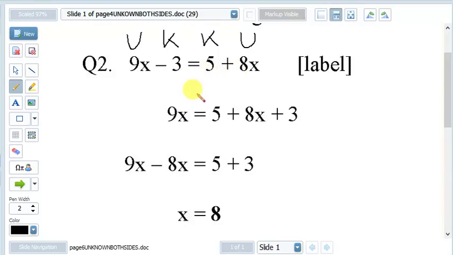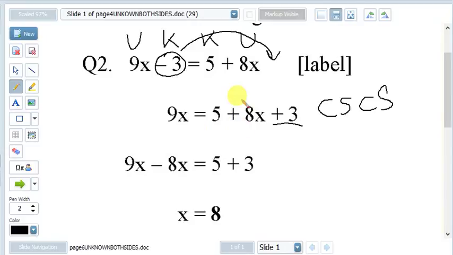Okay, so what I'm going to do first is I'm going to bring the minus 3 across to the other side, and that becomes plus 3. Change side, change sign. Next, we're going to bring the plus 8x across to this side, so it becomes minus 8x. So that's our unknown, known, unknown, and known.